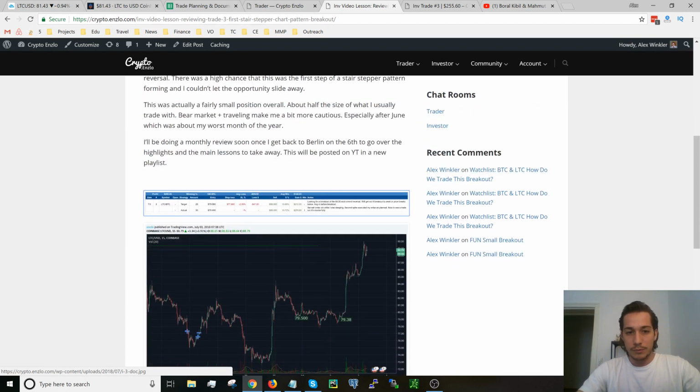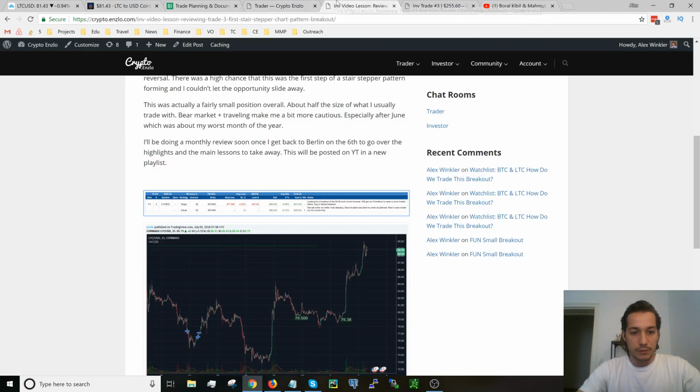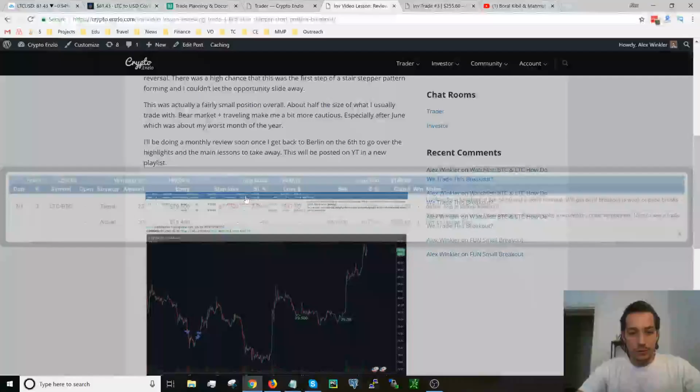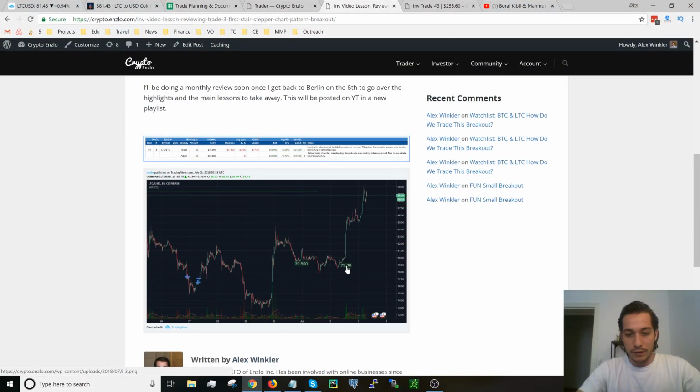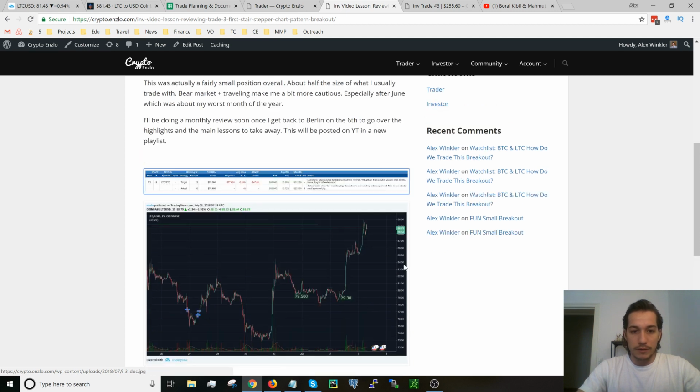Also, this was actually a pretty small position. I think I only used 30 total. So this first was 25, and then I averaged in with another 5 Litecoin. So very tiny position. Now with day trading, we're usually using between 60 and, in the upcoming days and weeks, probably around 90 Litecoins. So this is about a third of the position I usually would have taken. This was really just to cut the risk, since I was out and about.